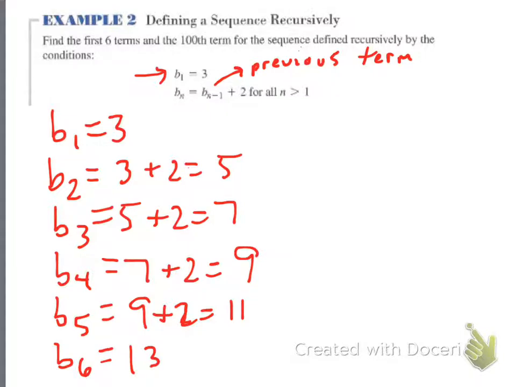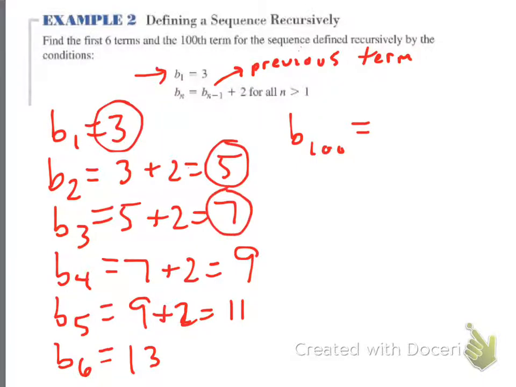Now, the 100th term. This is interesting. You can kind of tell by these numbers that it's increasing by 2 every time. The sequence starts at 3. Now, here's the thing, guys. If I knew the 99th term, I wouldn't have to go through any of this. I'd just take the 99th term and add 2. Well, we're not going to go all the way up to 99.